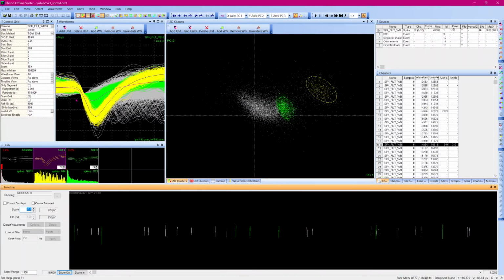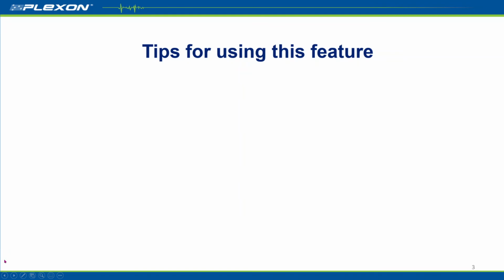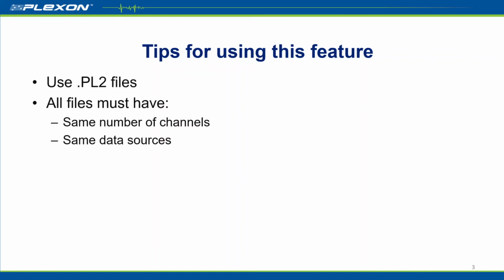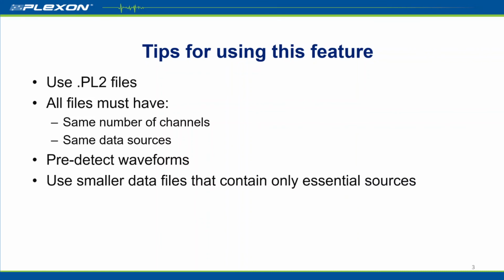Now that we've seen how to use this feature, here are some tips for using it to its full advantage. This feature is compatible with PL2 files. All files must have the same number of channels and the same data sources. Use the batch processing feature to filter wideband data and detect waveforms consistently across files prior to using Open Multiple Files.